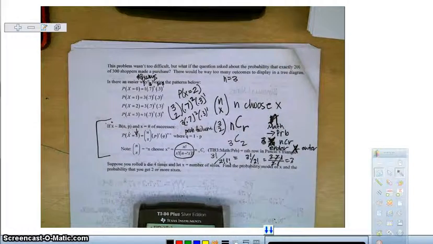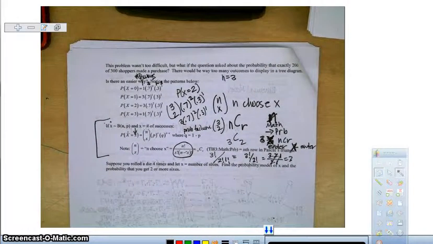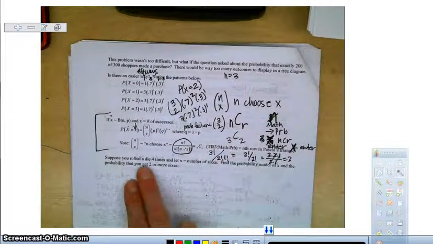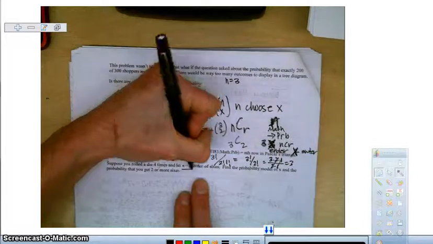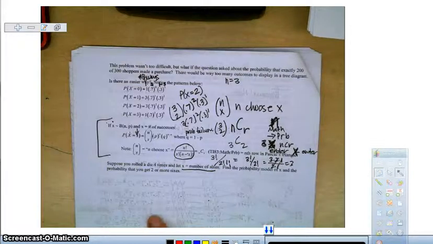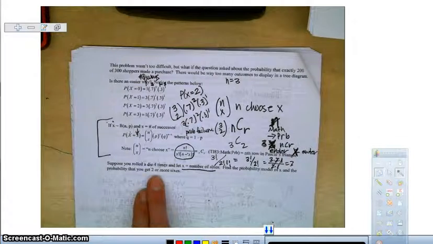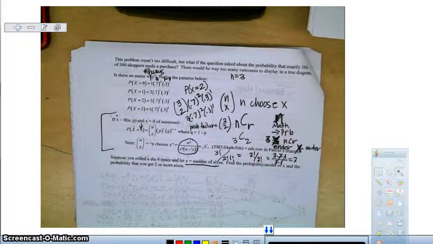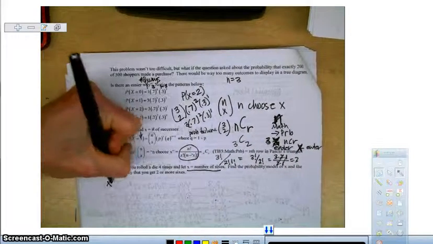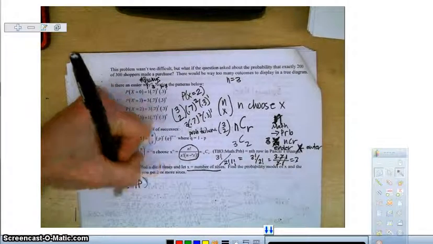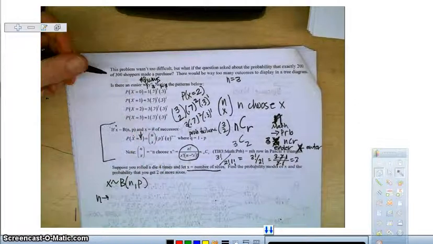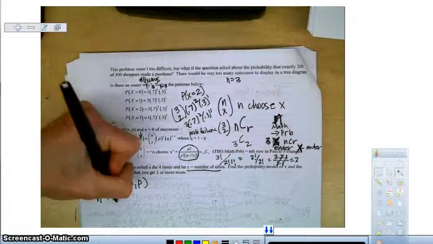Okay, so now we're going to look at an example. Suppose that you rolled a die 4 times, and you're going to let x equal the number of 6's. So all we care about is the number of 6's. Find the probability model of x and the probability that you get 2 or more 6's. All right, so x is a binomial distribution. We need to come up with n and p. So n, the number of trials, we're going to roll it 4 times, so n is 4.